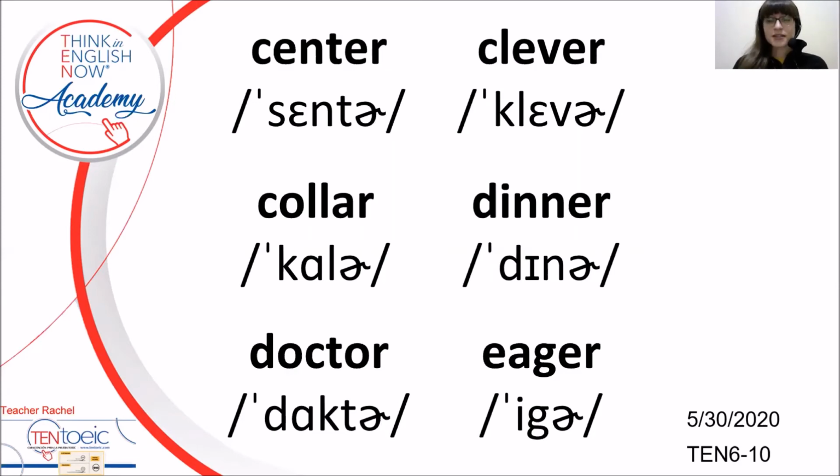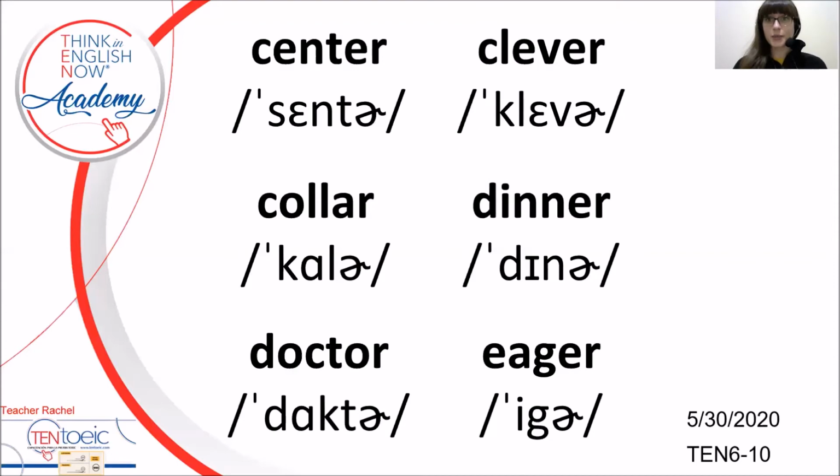Dinner. This is the meal that we eat at nighttime in the evening. Also, you can say supper, dinner, supper. So it describes the meal that we have at night.